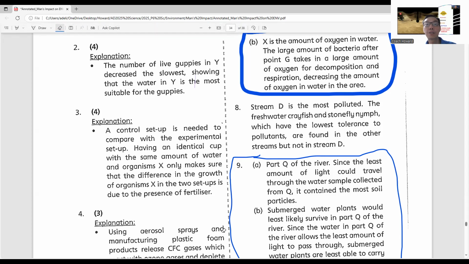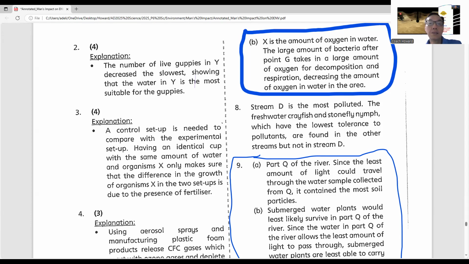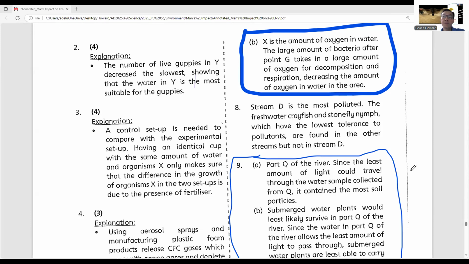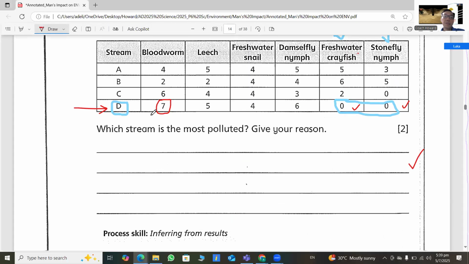So we come back to the question once again. Come back to the question here. So this one is done. You say stream D, because we have the highest number of bloodworm and the lowest number of freshwater crayfish and stonefly nymph.